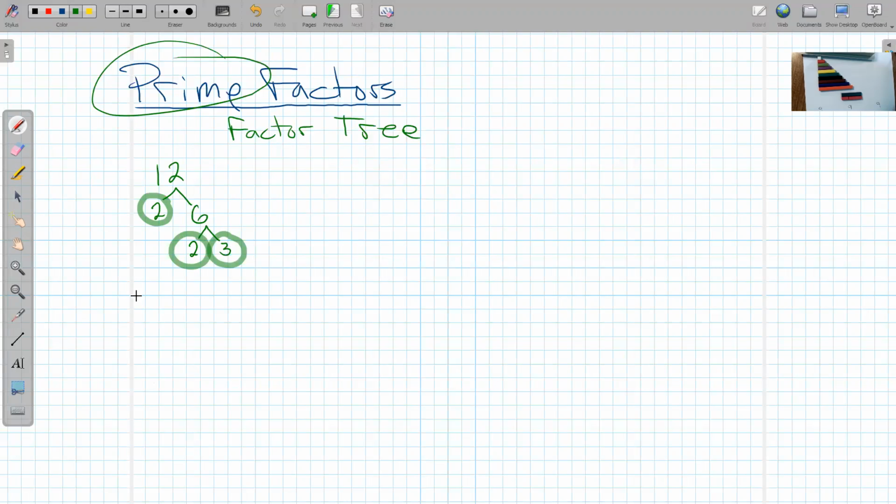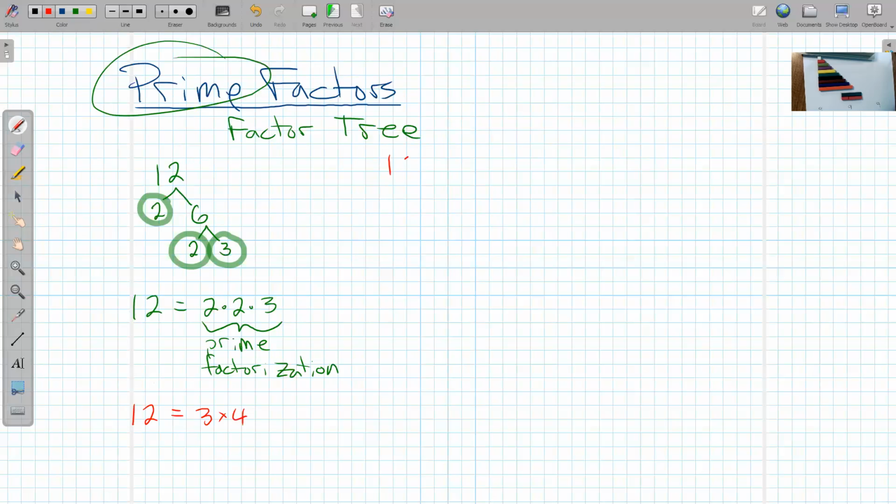And so I can say that 12 is equal to 2 times 2 times 3. This right here is called a prime factorization. I factored the number, and I'm only using primes to do it. I could say that 12 is equal to 3 times 4, for example. This is just a factorization, but not prime, because 4 is not prime.